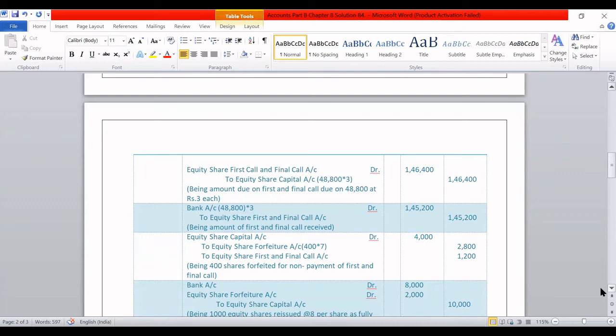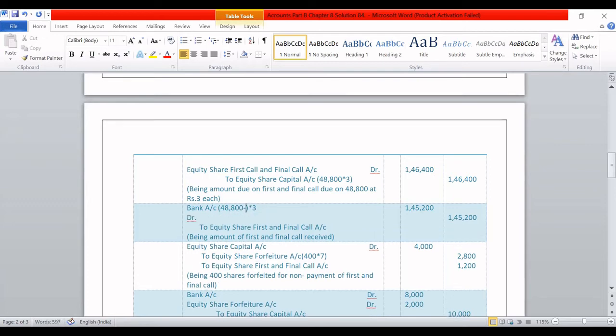Next is the bank account debit to equity share first and final call account. Now over here, being the amount received, again there is somebody who fails to pay the amount, right? So what happens here? Who fails to pay the amount during the first call? Mr. Shamu fails to pay the amount during the first call. So for calculation purposes, 48,800 minus 700.